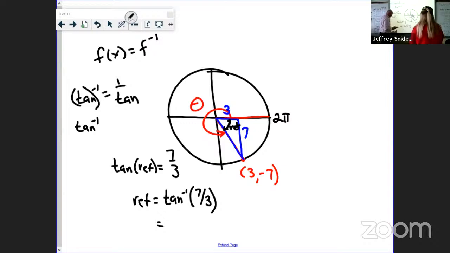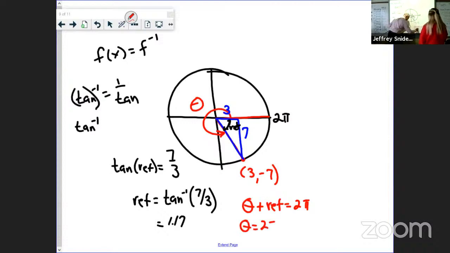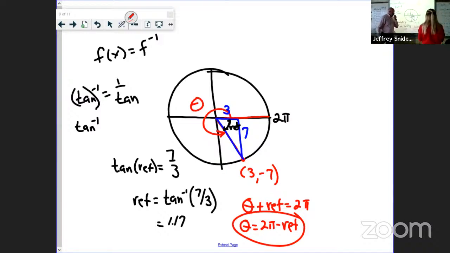So on my calculator, I'm going to do second tangent of 7 divided by 3, and I get that this angle is 1.17. That's this reference angle. That's not theta. What do I know though? Theta plus the reference angle have to equal 2 pi. If I want theta, then theta is 2 pi minus the reference angle, because I have to subtract this from both sides to get theta by itself. And then you would plug in 1.17. Yes, that's what you have to think through on this.